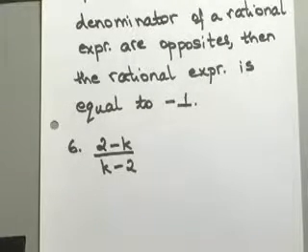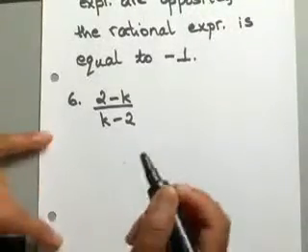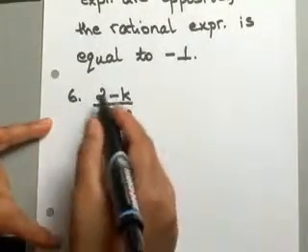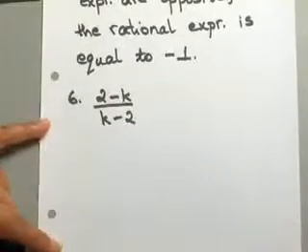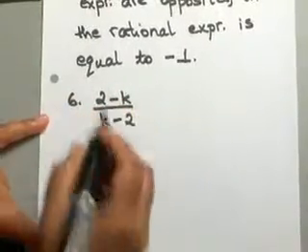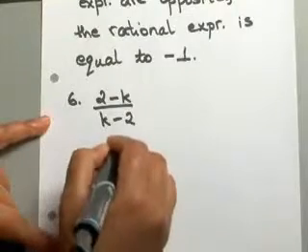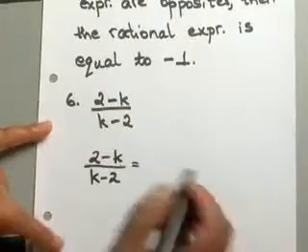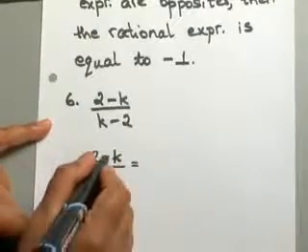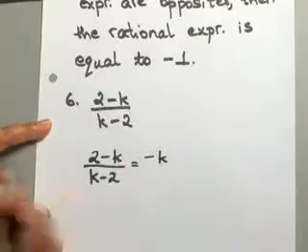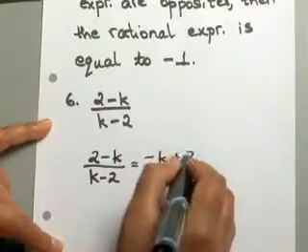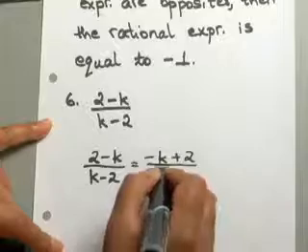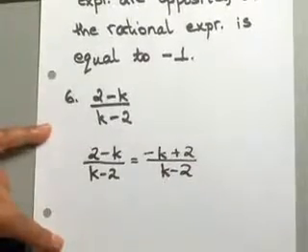What will we do? Let's go ahead and rewrite either our numerator or our denominator. So let's say we want to rewrite our numerator. Now you have 2 minus k over k minus 2. If I rewrite my numerator, remember you have negative on the k, so that gives you negative k. 2 is positive, so that becomes negative k plus 2, and the denominator stays the same.